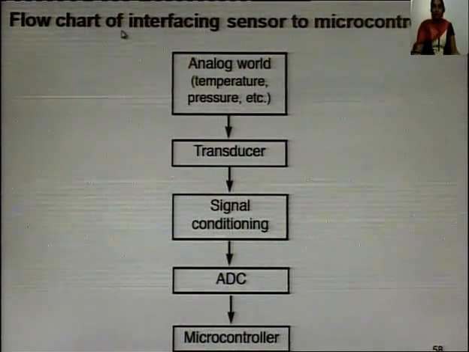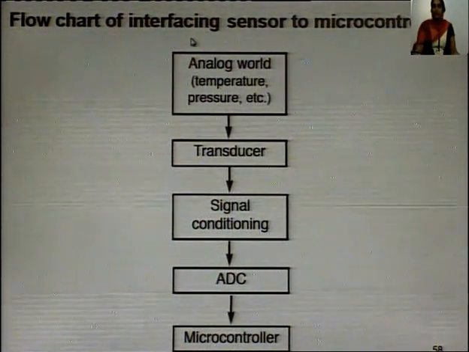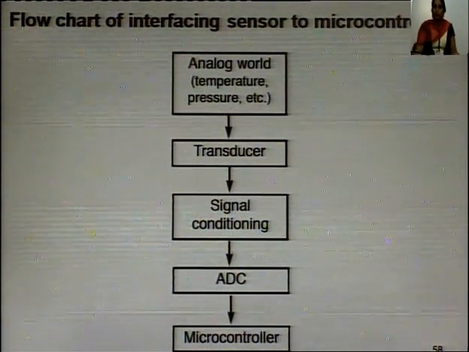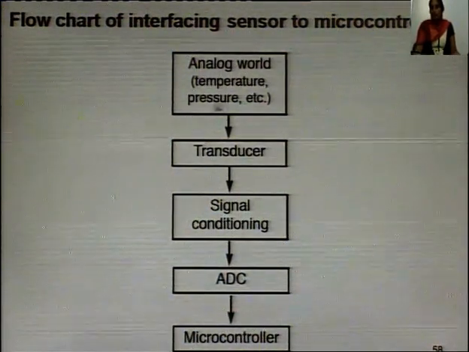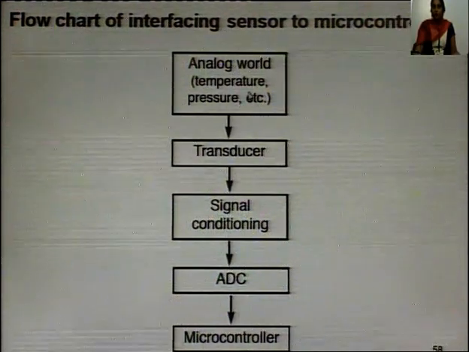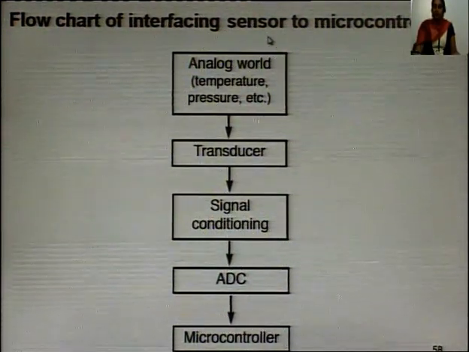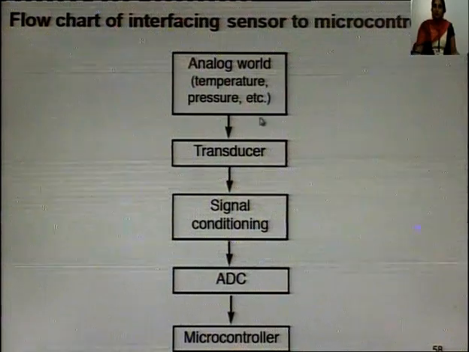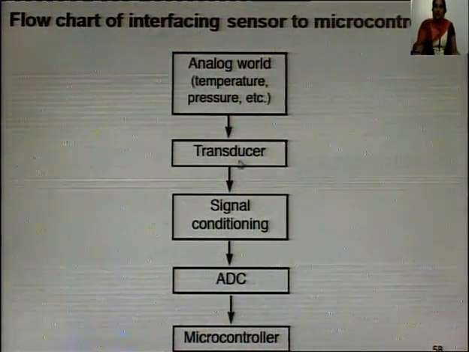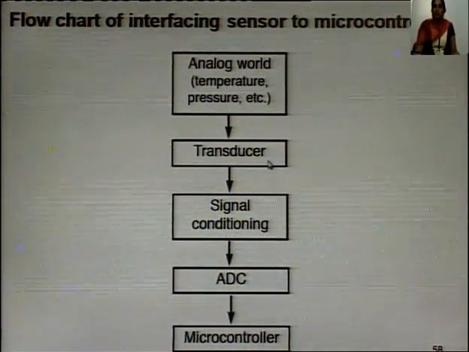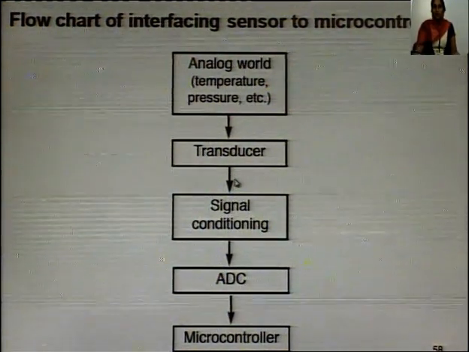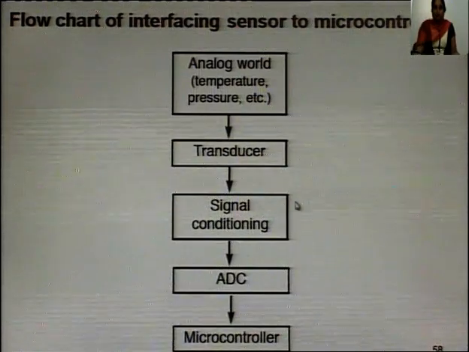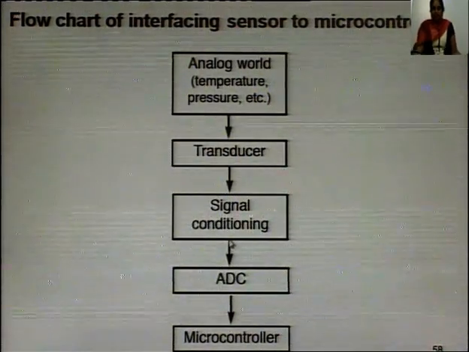This is the flow chart for interfacing a sensor to the microcontroller. Here all the quantities are in analog form. To connect a sensor, first of all we require a transducer. Here the transducer converts this physical quantity into some electrical form. Now signal conditioning is required.